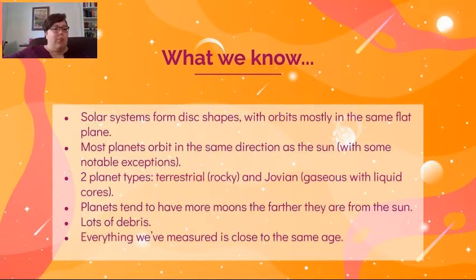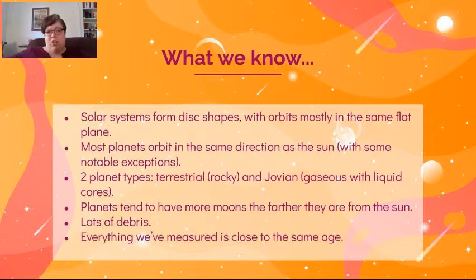The first thing we've noticed is that solar systems tend to have disk shapes. They're shaped kind of like a dinner plate. And the orbits of planets within those solar systems all tend to be in the same flat plane. Meaning, if you had a solar system on that dinner plate, all of the planets would go in circles on the plate. None of them would be going through the plate.